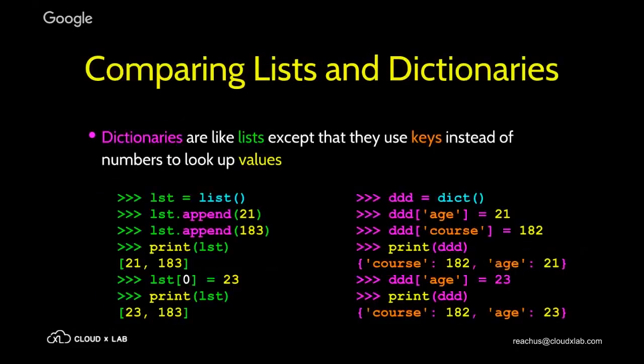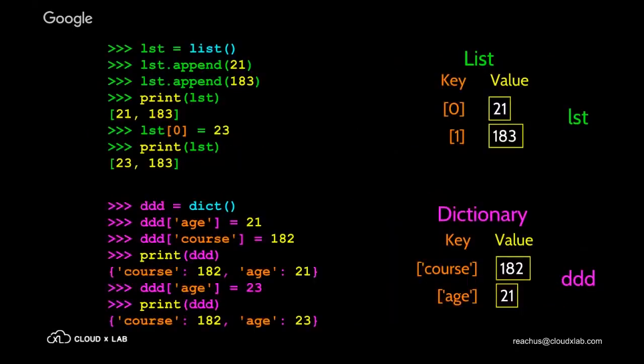Comparing lists and dictionaries: in a dictionary, there is no append operation. Instead, whenever you are adding something, you are adding it with a label. So a dictionary is basically a bunch of keys and values.